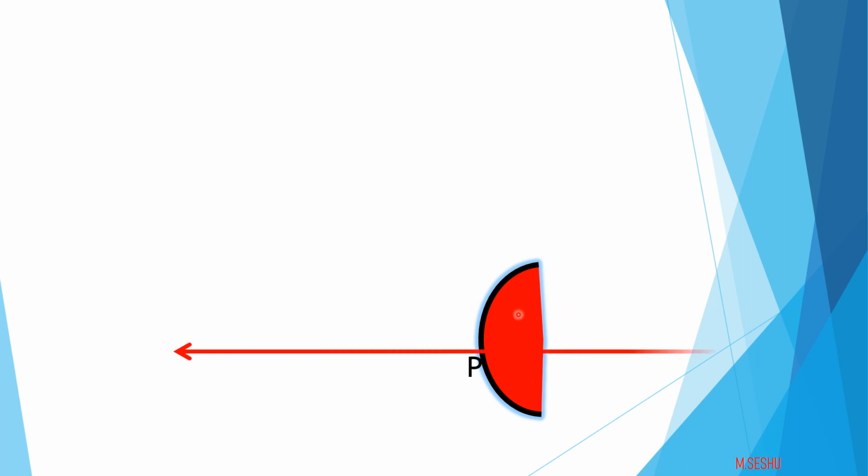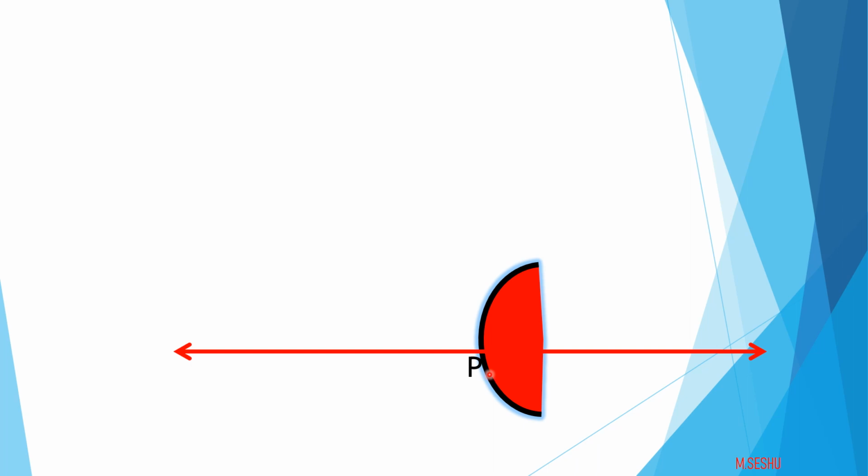Children, let us discuss some important terms related to curved surfaces where the refraction is taking place. Let us imagine a curved surface. This is my rarer medium, this one is my denser medium. The red colored one is the denser medium. This is the principal axis, and this one is the pole.